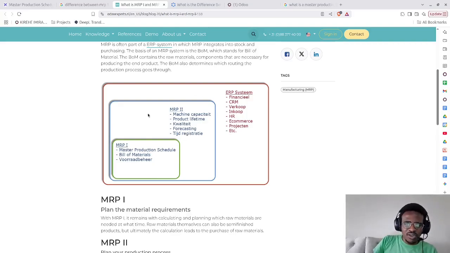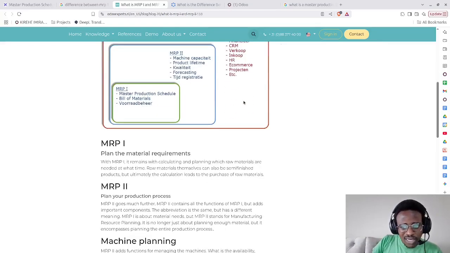And of course you can see all MRP1 and MRP2 can be contained and can be done in an ERP system, which further goes and includes things like CRM, finances, HR, e-commerce, projects, etc.